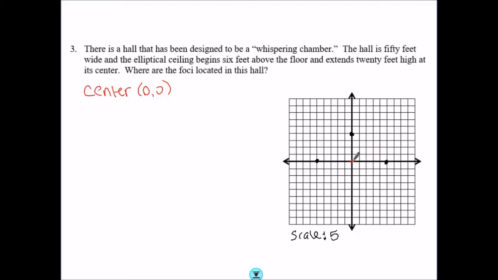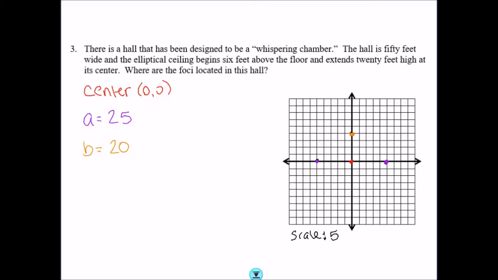We need to find out where our foci are. We can see that these 2 points are our vertices. We know that a is the distance from the center to the vertex, which in this case will be 25 feet. And this point that represents the peak of the ceiling is our co-vertex. So we know that b is the distance from the center to the co-vertex, which in this case is 20 feet.